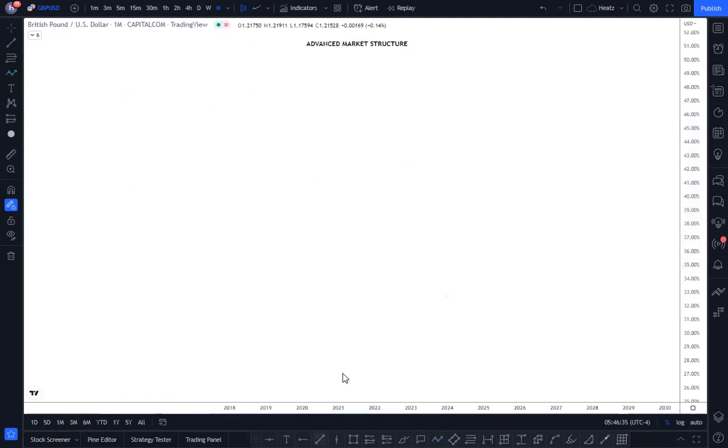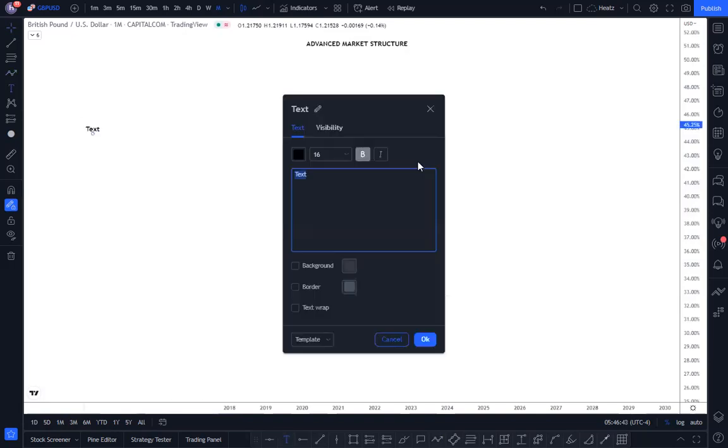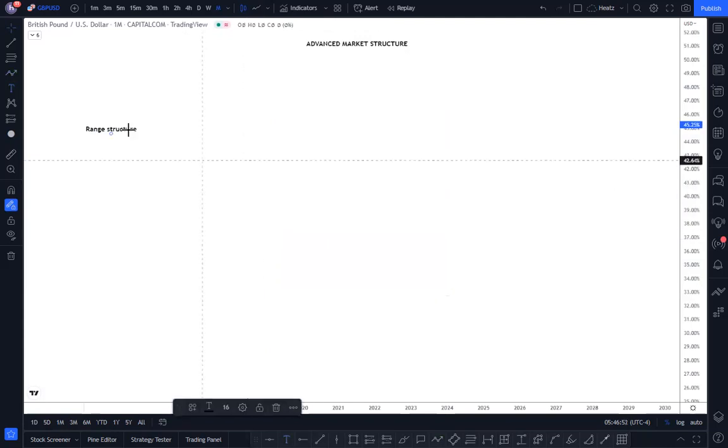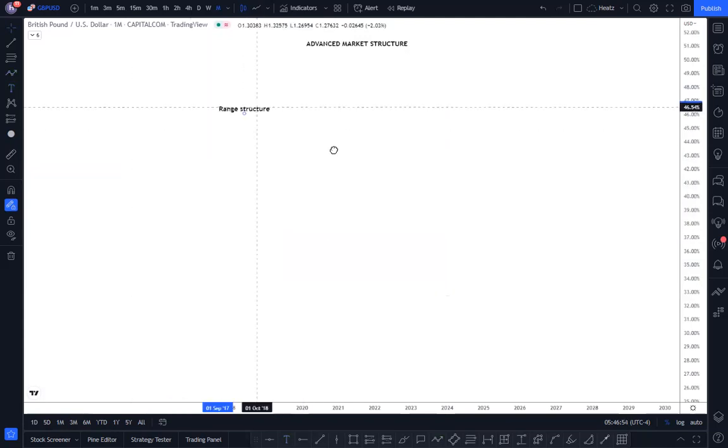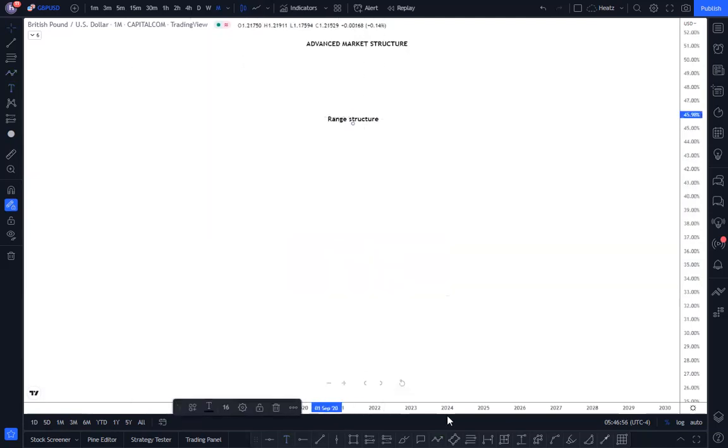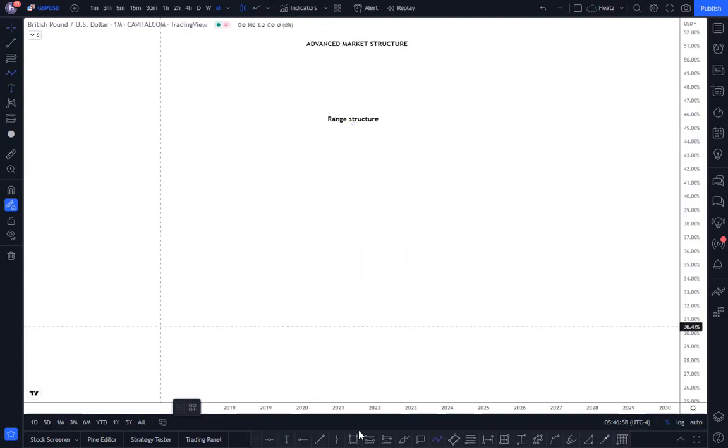Now, to understand the advanced market structure, we need to know something we call range structure. So we have range structure here. Now, what exactly is range structure? So let's look at range structure first. We'll be using a bullish scenario here.